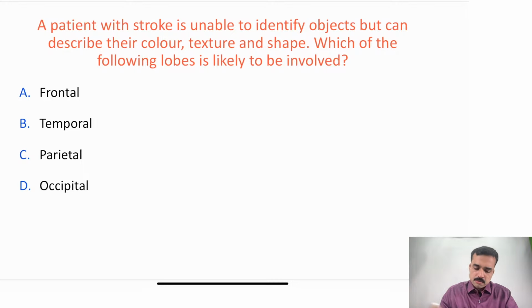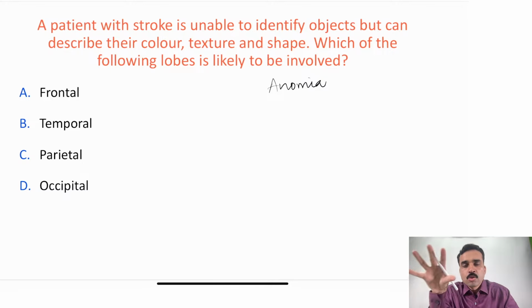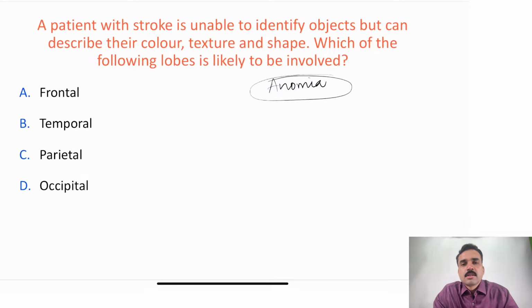There might be a little bit of recall based error, because by description, if the person is not able to name the object but can describe its features including color, texture and shape, this deficit would be called anomia. You can't name it, but you know what it is, what it's for and what its features are. That is anomia, and anomia unfortunately has very poor localizing value, with lesions anywhere in the language circuit.